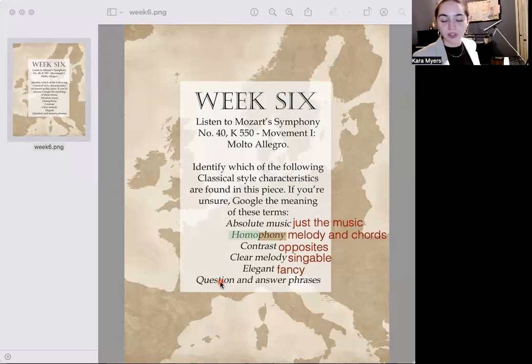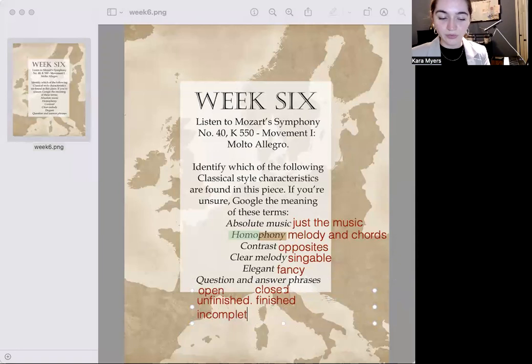In the first example, Twinkle, Twinkle, the question and the answer are different from each other. In Ode to Joy, the answer and the question are pretty much the same as each other, just the ending changes. So for this, you can write: the question ends open and the answer ends closed. You could also use unfinished versus finished, or incomplete versus complete, whatever works for you.